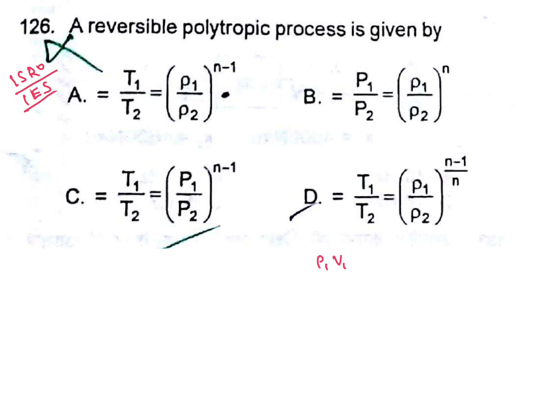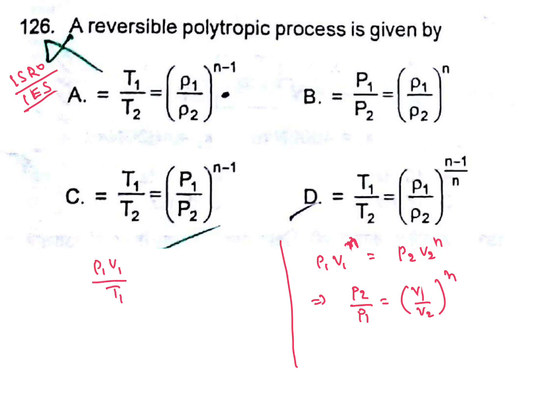First is P1 V1 to the power n, here n is given, equal to P2 V2 to the power n. From here we will get P2 by P1 equal to V1 by V2 all to the power n. Also, P1 V1 by T1 equal to P2 V2 by T2. So these two equations are important.